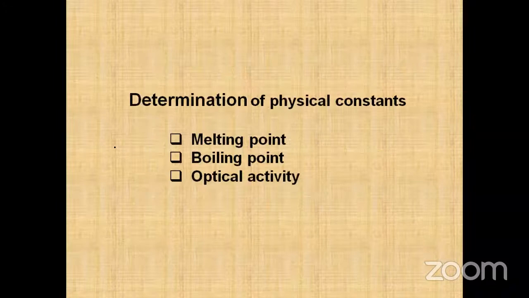Now, first coming to determination of physical constants. Physical constants means, suppose you take water. The same water boils at 100 degrees in India or anywhere else in the world, right? At the same time, the water freezes at 0 degrees. Therefore, the melting and boiling point of a compound will not change.